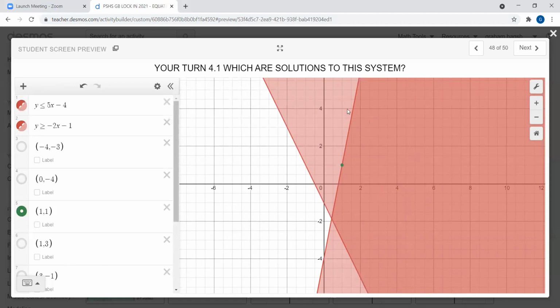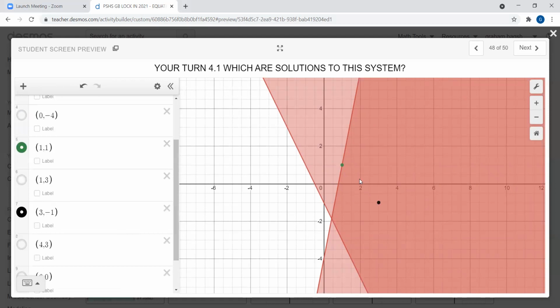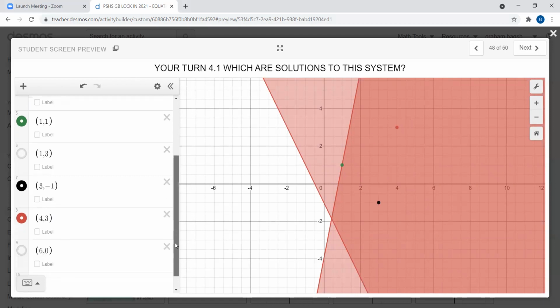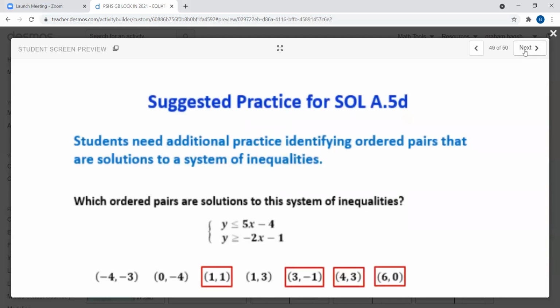1, 1. So this is on the edge of the shaded region, and it's a solid line. So they're the ones that I do include. 1, 3, it's in the wrong shaded region. That's not in the darkest shaded region, so we can ignore that. 3, -1, that's in the darkest shaded region, so I'll count that. 4, 3, that's in the darkest shaded region, so I will count that. And 6, 0, you can also see is clearly in the darkest shaded region, so I would accept that as well. So it's just knowing all those different rules, and you can actually check it.